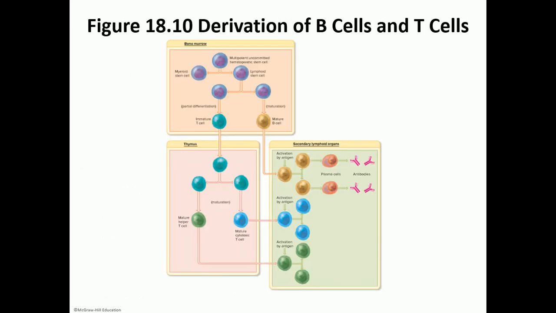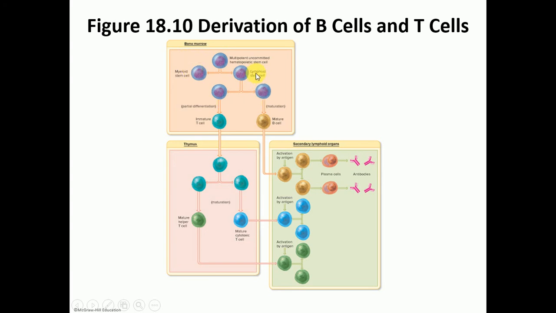So let's talk about the derivation of the B cells and the T cells. Okay, so it was right here. So we have in the bone marrow, remember we talked about the hematopoietic cells, and we have the lymphoid stem cells and myeloid stem cells. The lymphoid stem cells are the ones that are going to eventually give you your T and B lymphocytes. The myeloid stem cells give you all of the rest of the cells of blood.